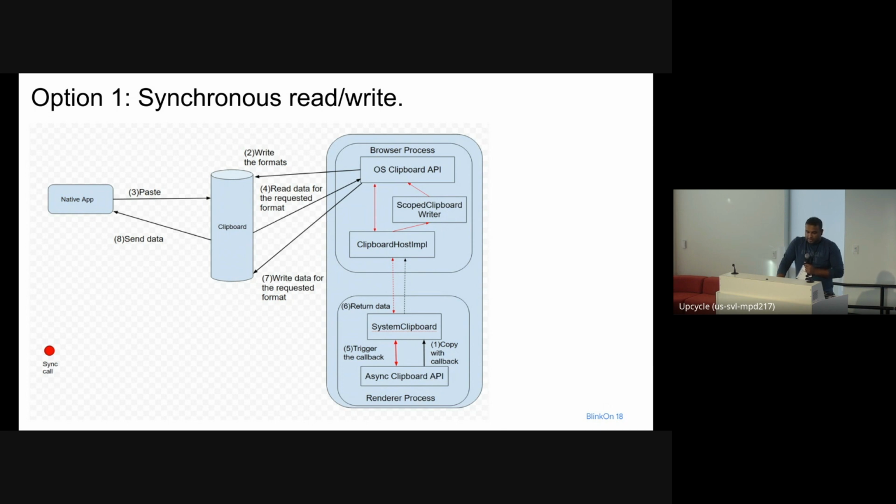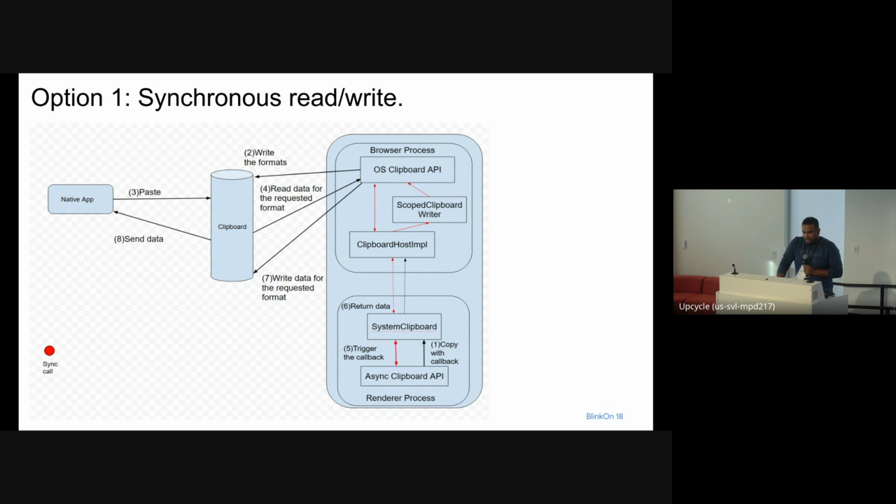So when the user pastes in the native app, the system clipboard calls back into the browser process with the delayed clipboard rendering message, and that call has to be blocked in the browser process. Because if the call returns from the browser process without writing the data for the format, the system clipboard will return an error to the target app, and the paste will fail.